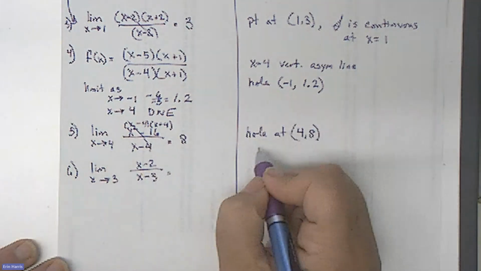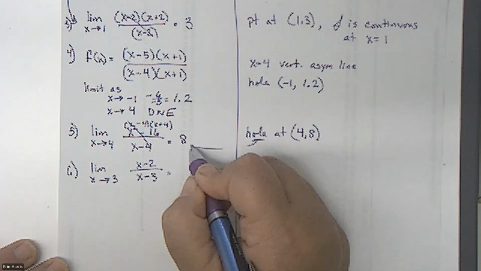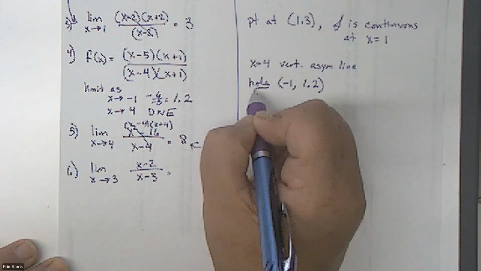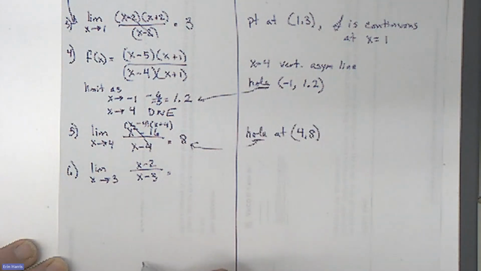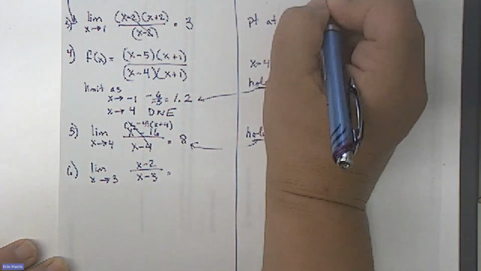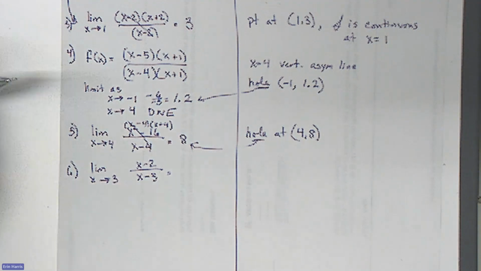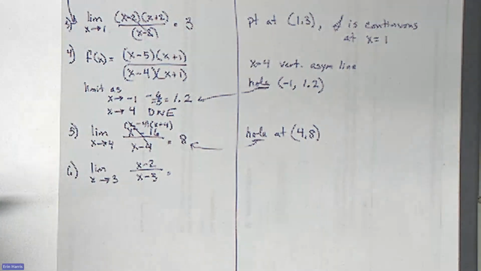Notice, hole, limit exists. Hole, limit exists. And we see that over here in the pictures. Every time there was just a hole in the graph, the limit existed. It was basically whatever y value had the hole at it, because we can get very, very close to that value of y.